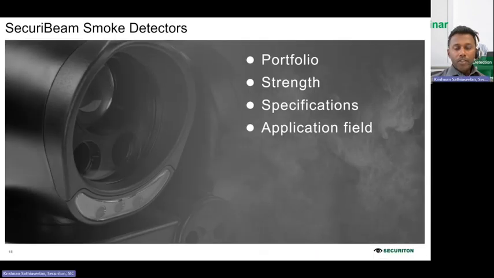Now, with that knowledge of installation and where to install, the heights and the obstacles inside the building or a large open space, we will go into the portfolio of the Securiton beam detection system. Here, I will be covering the portfolio, our strengths, the benefits compared to the competitors or to the other players in the market, the specification of our ELIA, and the application field as well.